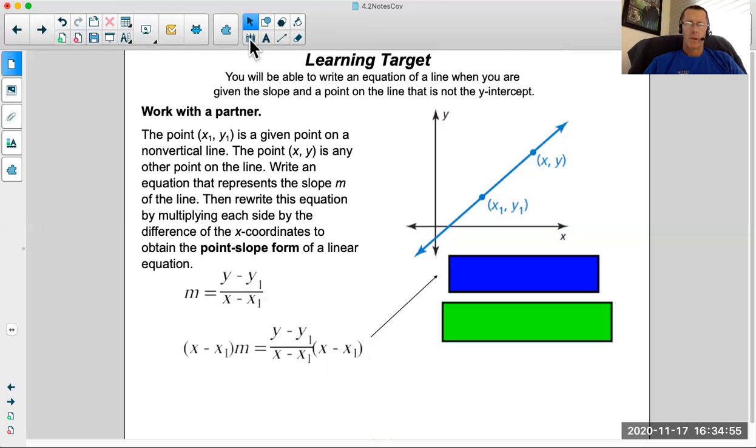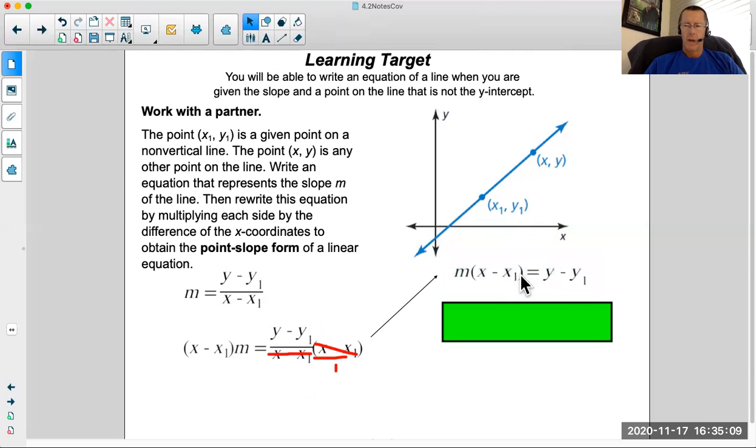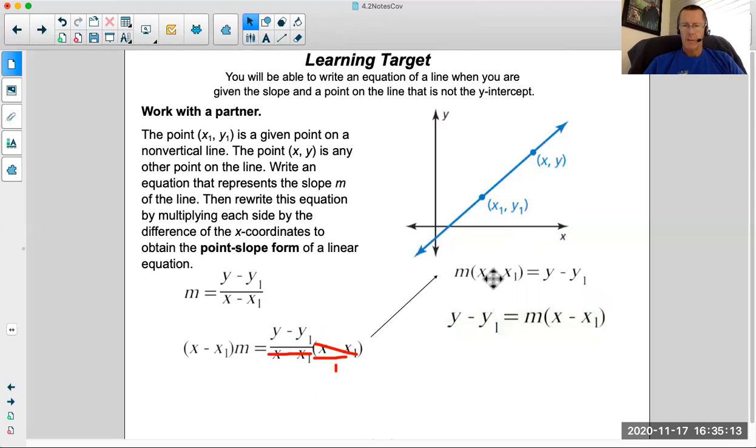We're multiplying, right? So what happens here? This is like it's over 1, right? So it's in the numerator. It can cancel with this denominator. And then we rewrite it, and we can flip it over. And this, my friends, right here, y minus y sub 1 equals m times the quantity (x minus x sub 1), is what we call point-slope form, okay?